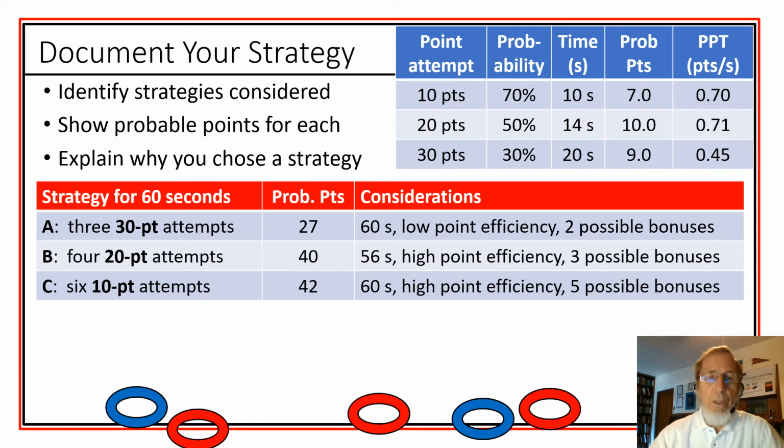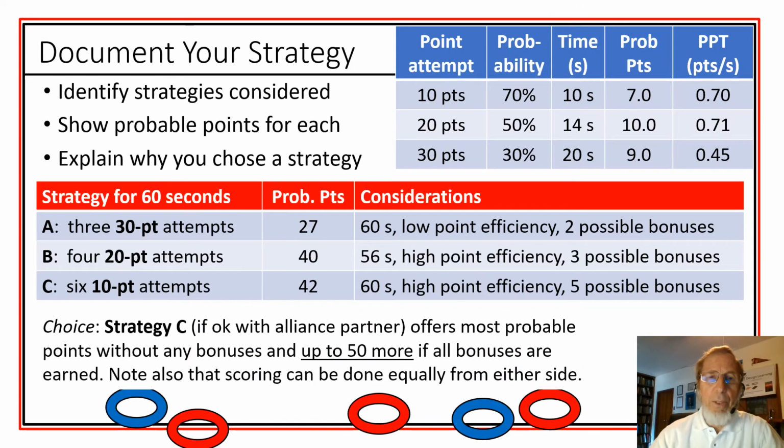Let's try to look at the 6 10-point attempts. 6 times probable points, which is 0.7, gives us 42 probable points. It would take the full 60 seconds. We have the chance for 5 possible bonuses. So with this information, we've documented strategies considered, probable points for each, and considerations we had in mind.